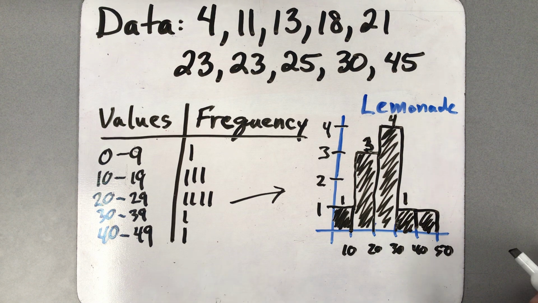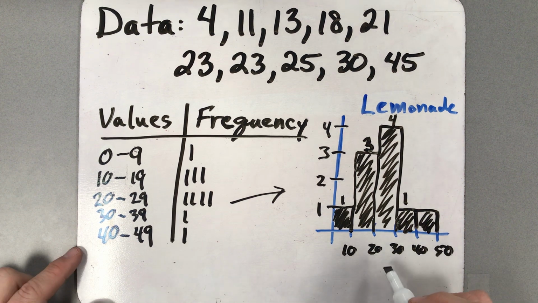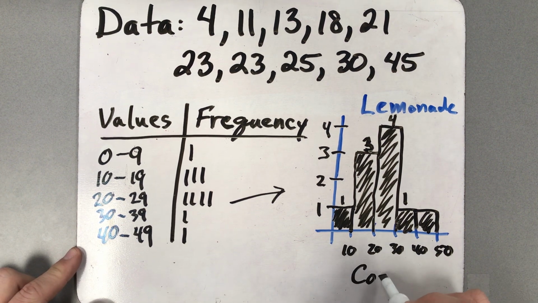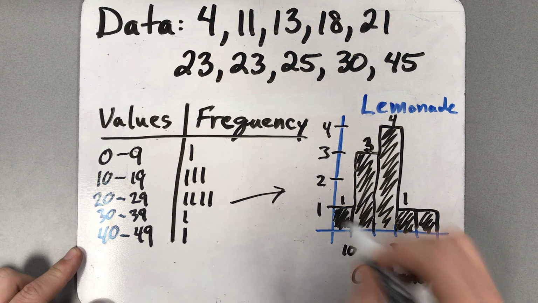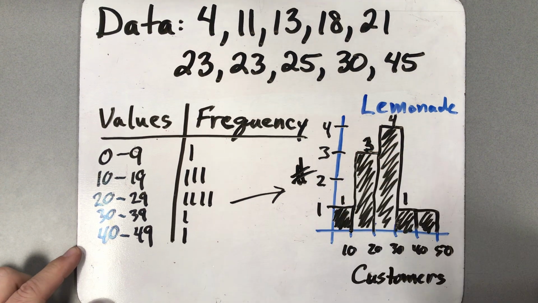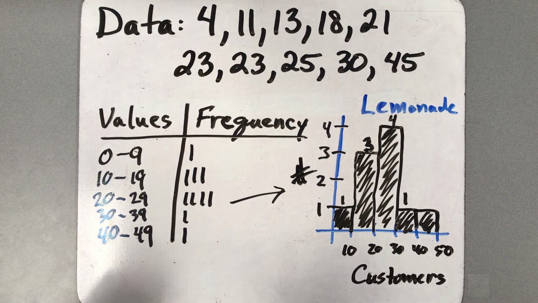The only thing you left off now is your labels. Make sure your X and Y axis are labeled. The X axis stands for customers, and your other axis over here is the count, or the number of times the values fell in that category. So that's the histogram. Good luck, and hopefully this helps in future questions.